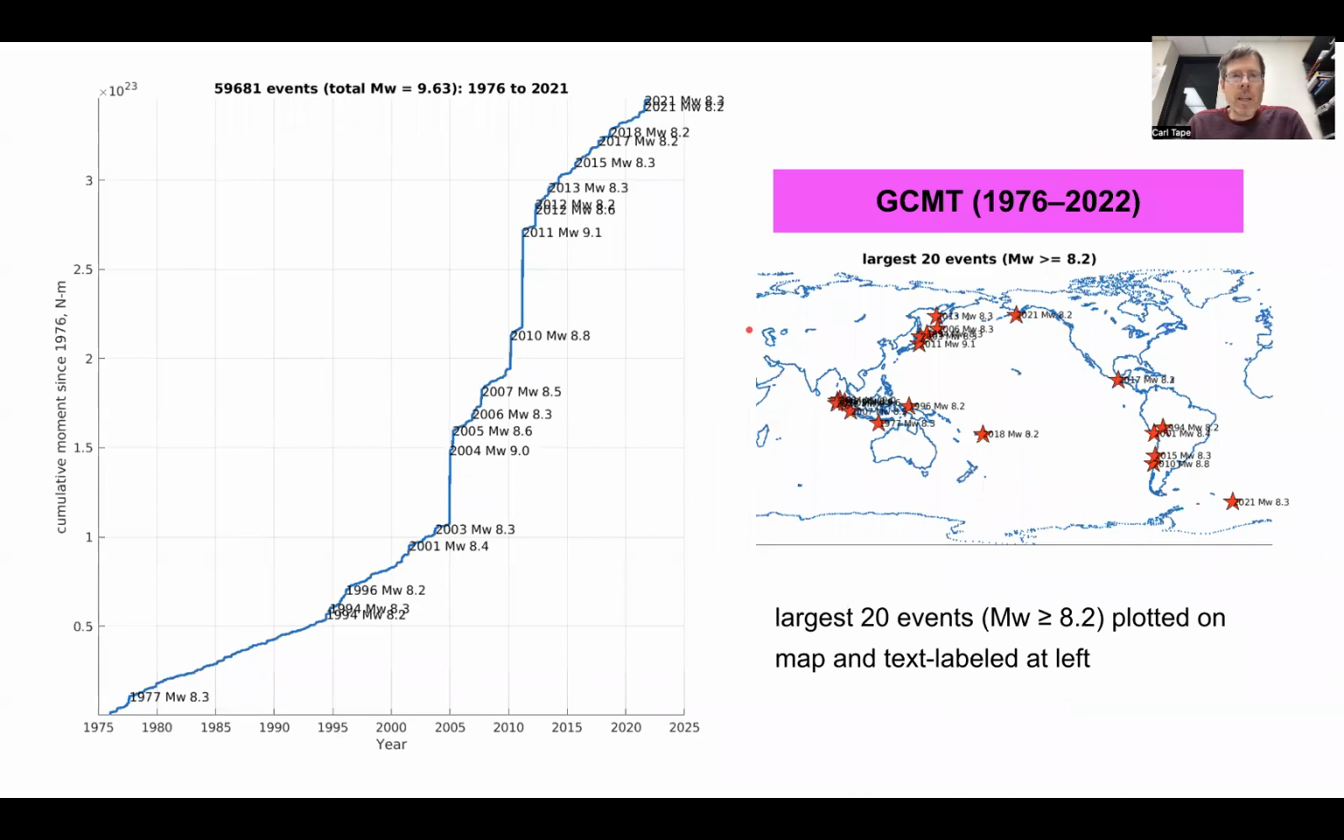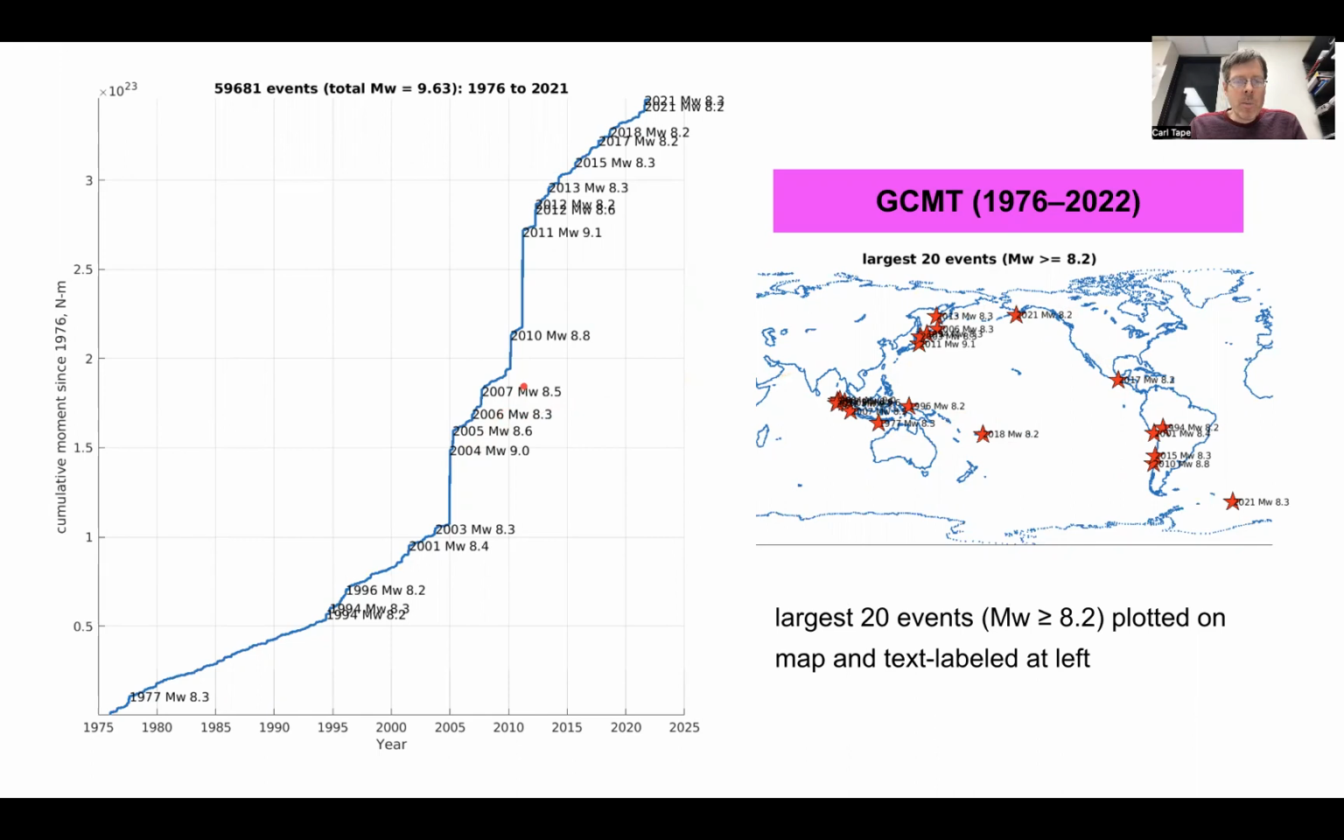So here's what this looks like if we take the GCMT catalog 1976 to 2022. And what we find here is the occurrence of the largest 20 events in the catalog. We see them, not surprisingly, around subduction zones, sort of the ring of fire in the Pacific. The largest 20 events are all magnitude greater than or equal to 8.2, and we can see them. They're also plotted here on the left.